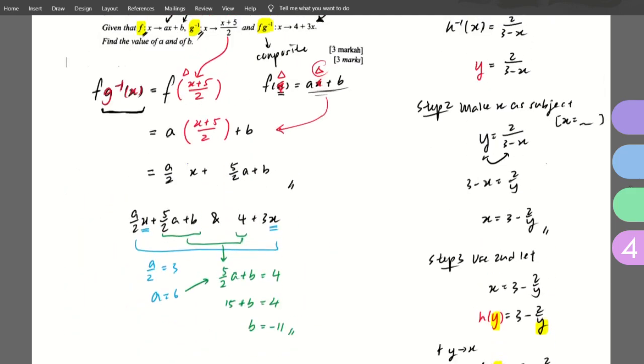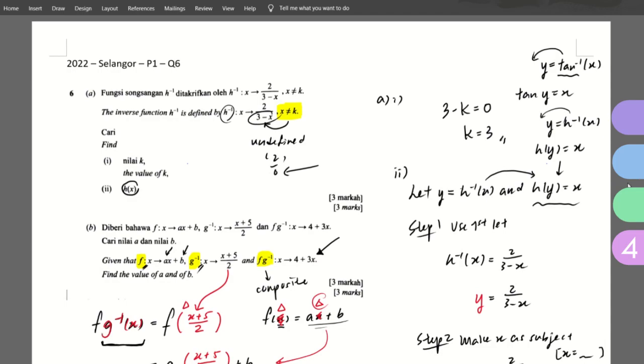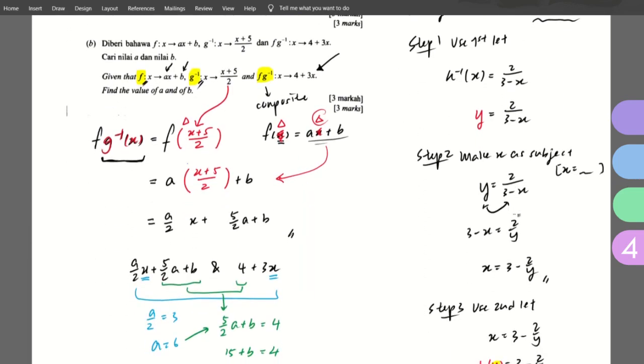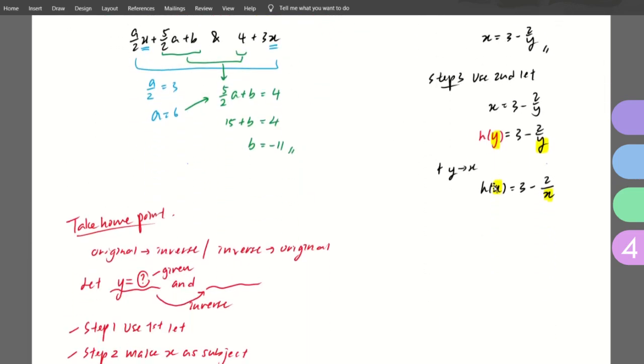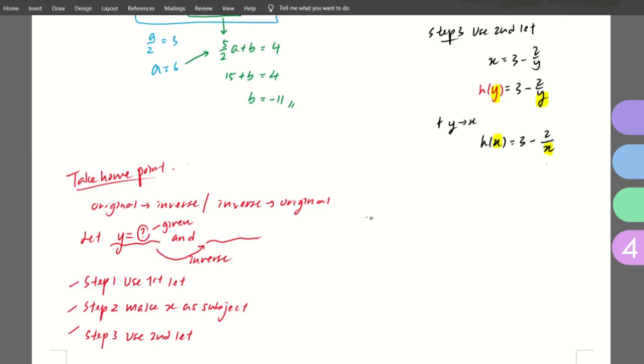Right, so here, inverse means that from this thing, you have to move it to the left side to get your second step. Step 1, step 2, step 3 will be the ones I demonstrated previously, and always make sure that in the last step you change all your y's into x to fulfill the question's requirement.